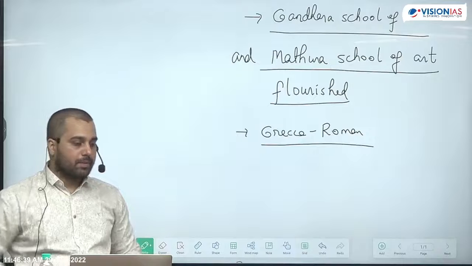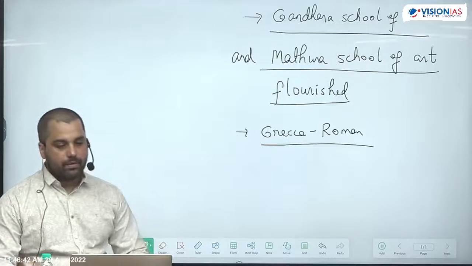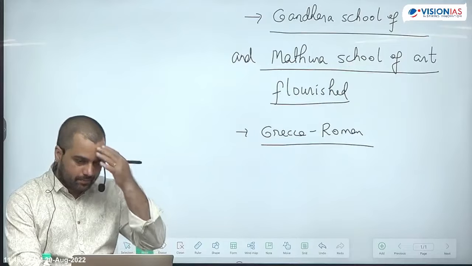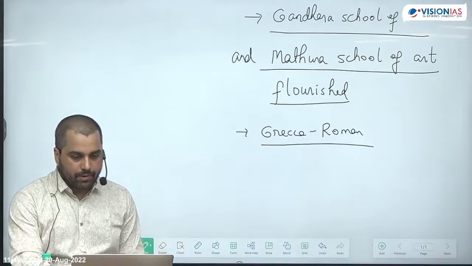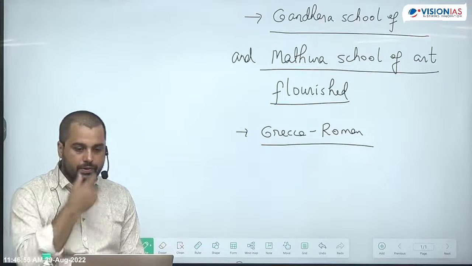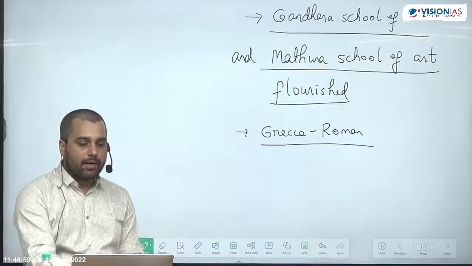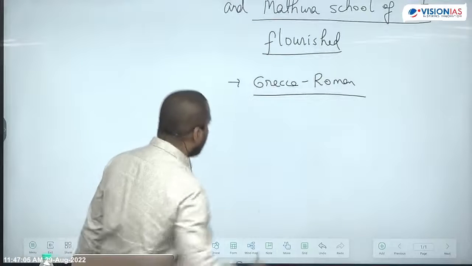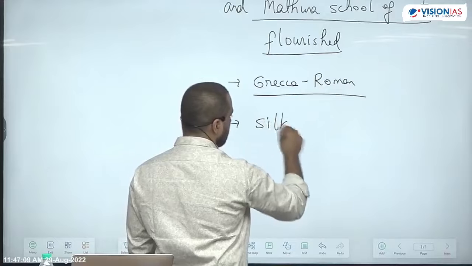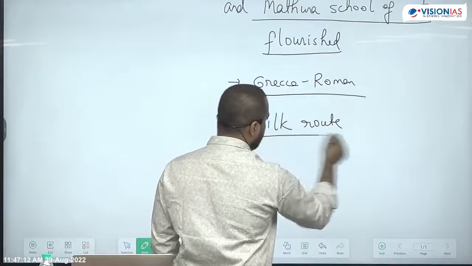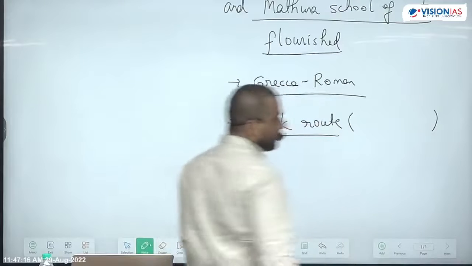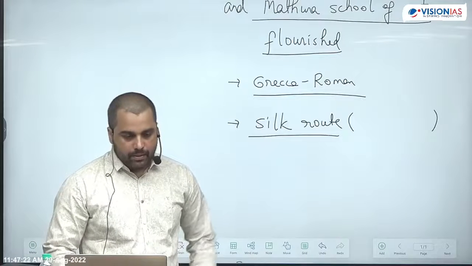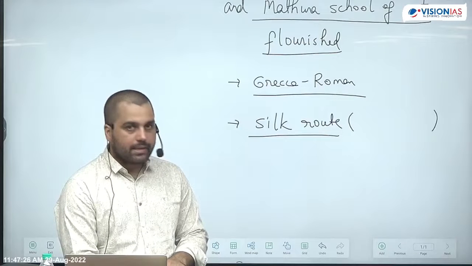Kushana Empire became prosperous because they controlled a large part of the Silk Route. Write in brackets: a trade route which connected ancient China to Europe.